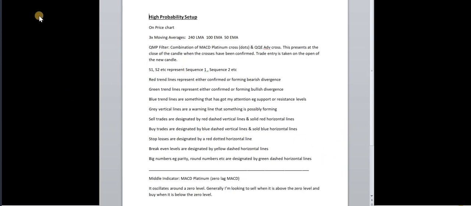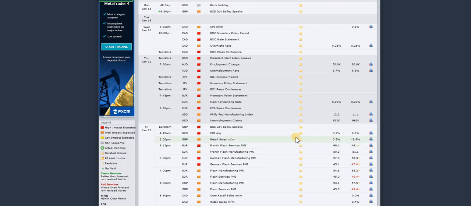All right, moving right along. First up, let's have a look at what's coming up in the news. This is the Forex Factory Economic Calendar, which is free. This is my one that's filtered for me, so it only shows high impact, which are the red articles, and medium impact, which are the orange articles.